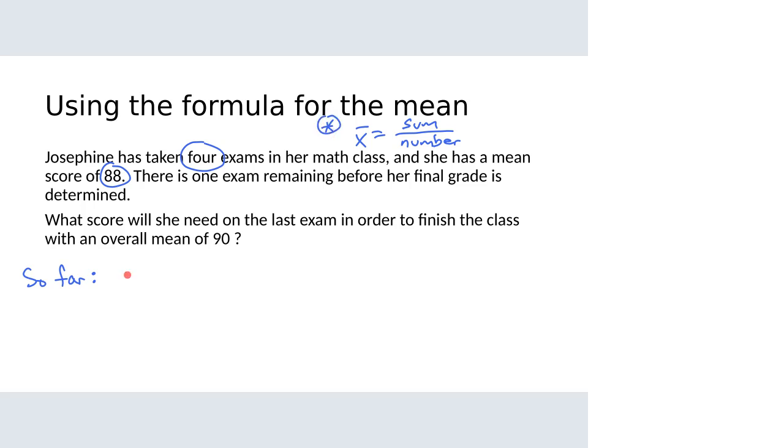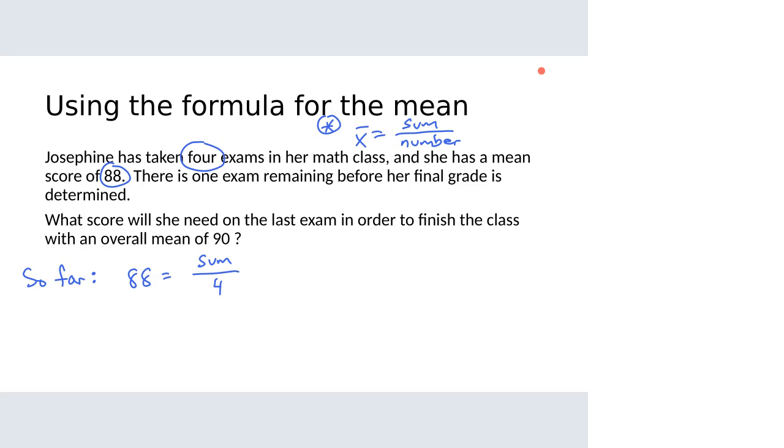Her mean is 88. I don't know how many points she's earned, but she's taken 4 exams so far. I don't know what any of her exam scores are, but if I added them all up and divided by 4, I would get 88. That's how we arrived at that mean. Please let me know if you have any questions about how anything's getting set up here.